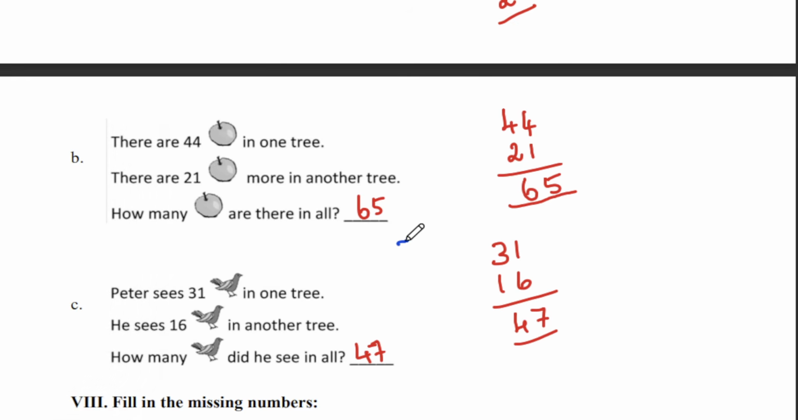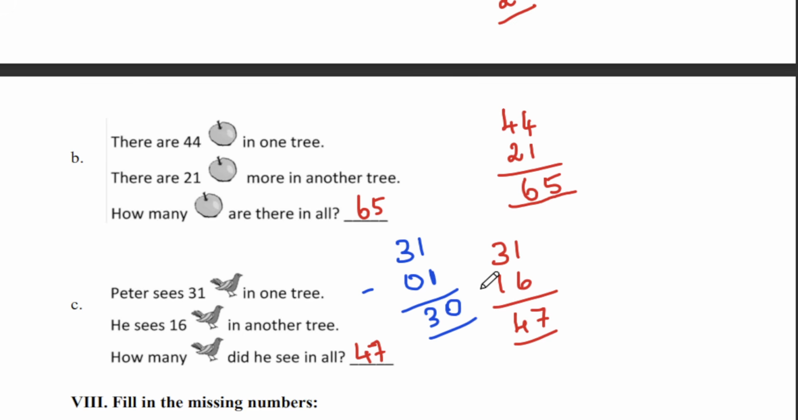Okay, 31 birds, and if one bird flies away, so one bird flies away, you have to minus 1. 1 minus 1 is 0, 3 minus 0 is 3. So how many birds will be there? There will be 30 birds remaining in the tree.